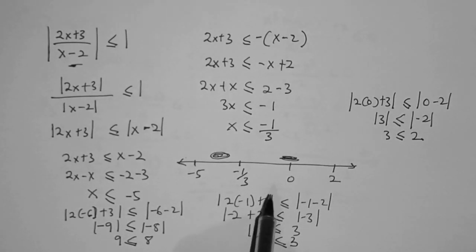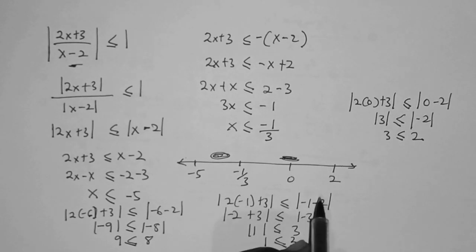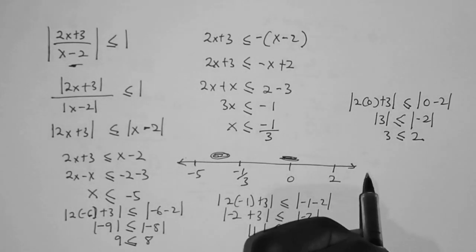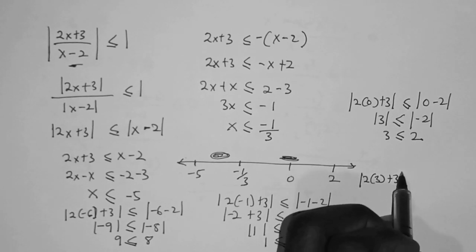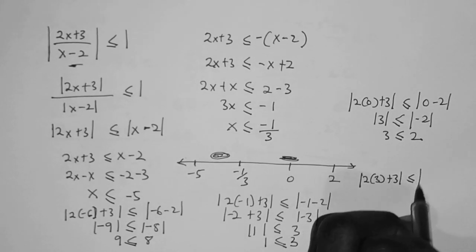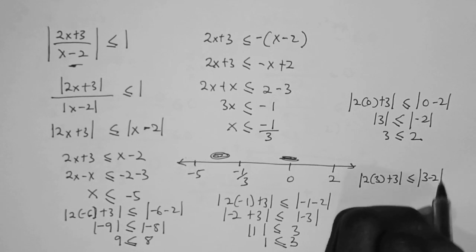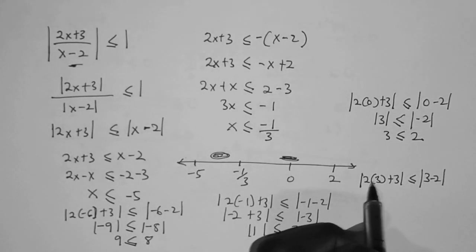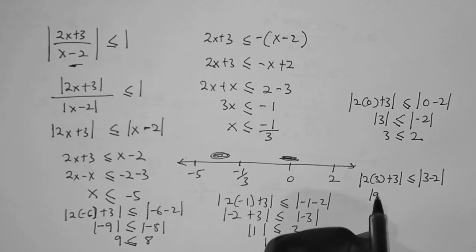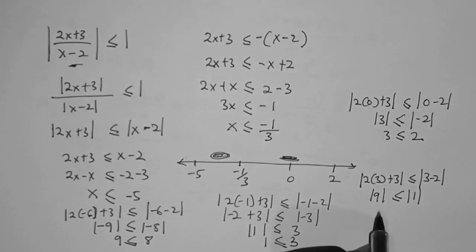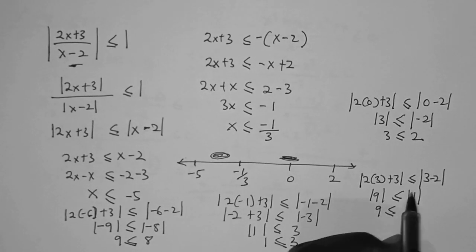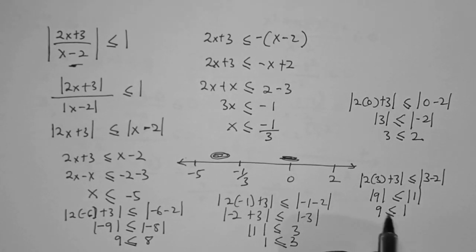Now let's take values greater than 2. For example, 3. So it becomes absolute value of 2 times 3 plus 3 is less than or equal to absolute value of 3 minus 2. 2 times 3 is 6. 6 plus 3 is 9. So absolute value of 9 less than or equal to 3 minus 2, which is 1. Absolute value of 9 is 9, less than or equal to absolute value of 1, which is 1. 9 is not less than or equal to 1. So this region is also not a required region.